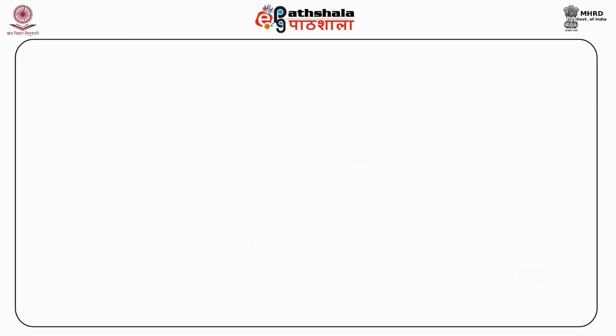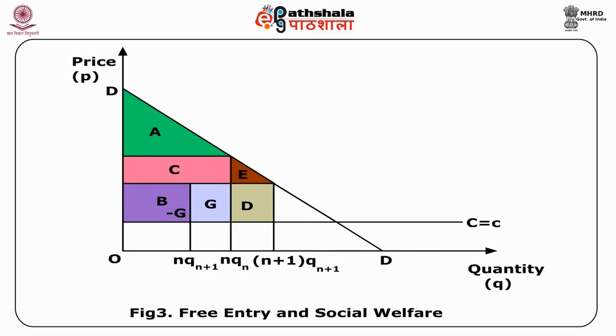We can see in the figure that DD is the market demand function, and small c is the marginal cost curve. Let the initial equilibrium be set at price Pn, where output for each firm is Qn, so that the total output produced by the industry is n into Qn, that is, nQn.